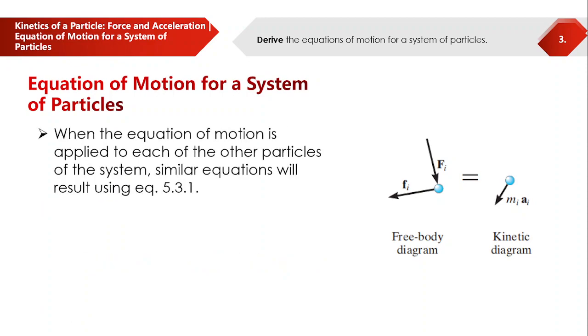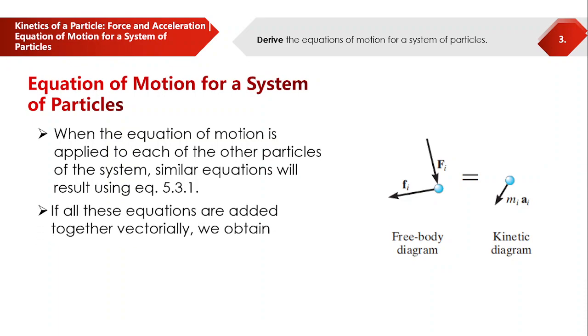Kung kukunin naman natin yung equation of motion sa ibang particles na nasa system natin, same lang or similar lang yung equation na makukuha natin, no? Katulad lang ng ith particle na in-analyze natin kanina. So if all these equations are added together vectorially since they are vector quantities, we obtain eto pala yun. Kumbaga, sa isang system natin, ito yung equation of motion sa lahat ng particles of that system.